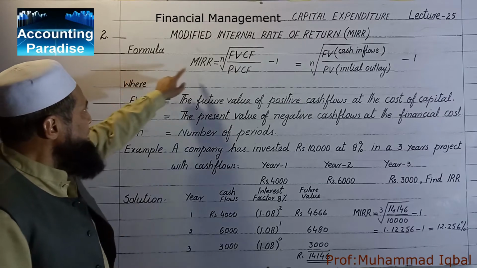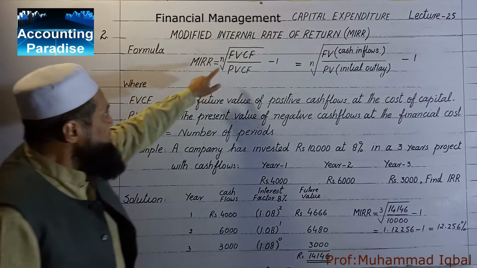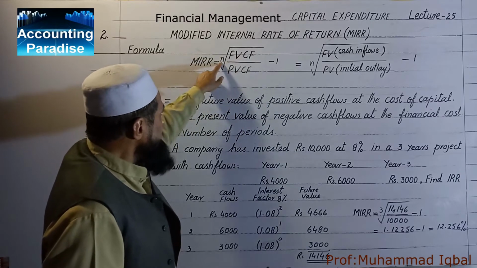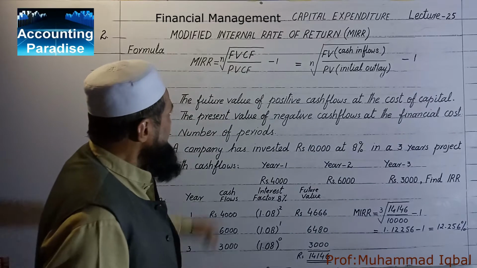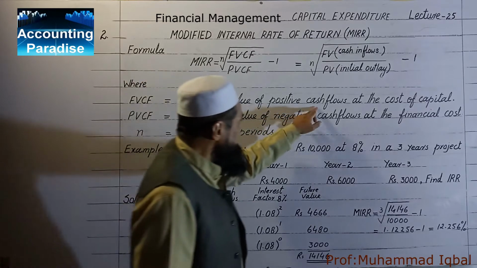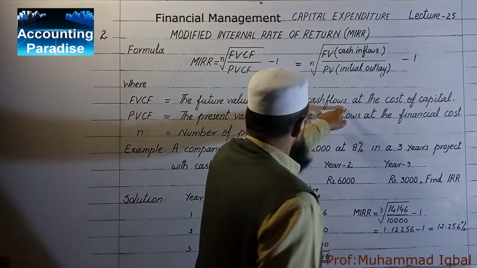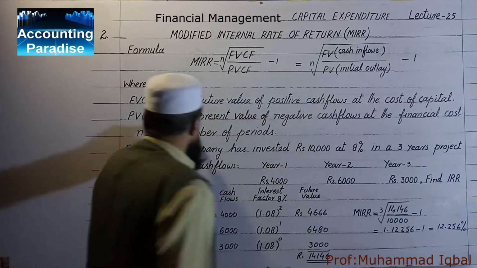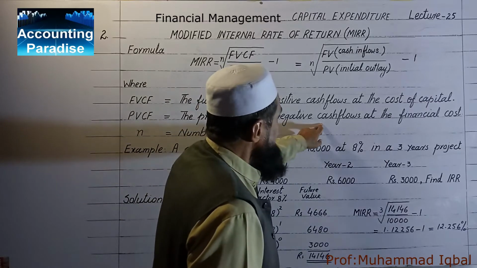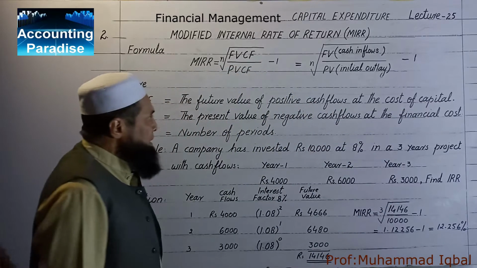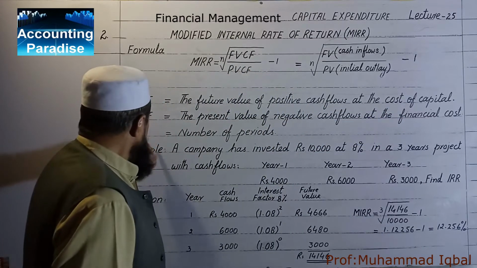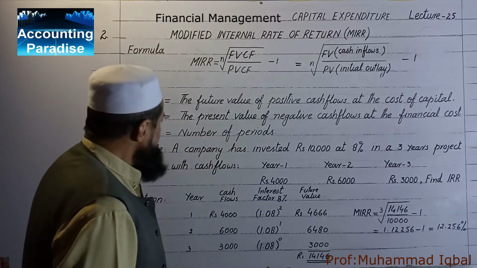Here is the formula for modified internal rate of return: future cash flows over present cash flows, under root to the power n, minus 1. Where future cash flows are the future value of positive cash flows at the cost of capital, and the present value of CF is the present value of negative cash flows at the financial cost. Financial cost is the capital cost, same. N is equal to the number of periods.